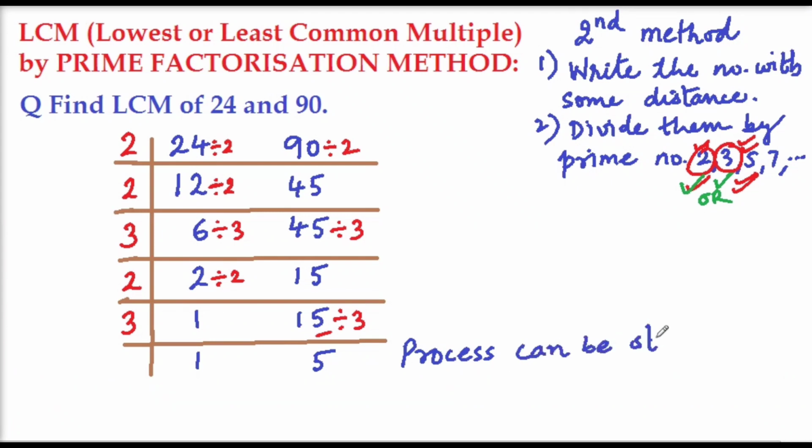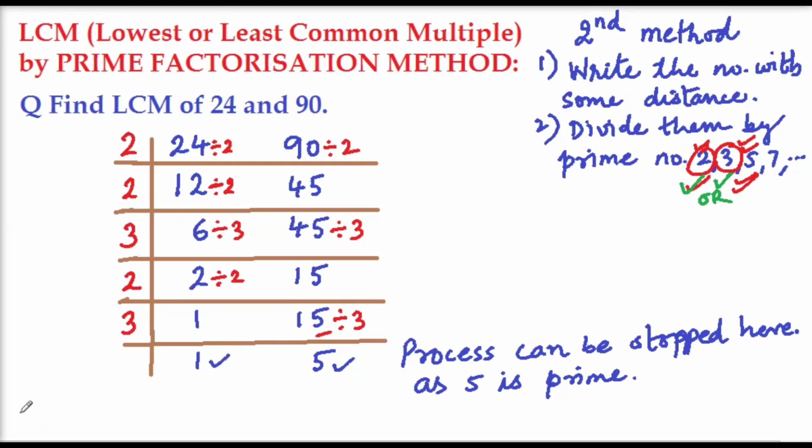We can stop our process here because in the last line we have 1 and the prime number 5. In the last row there is 1 and 5, which is a prime number, so we can stop our process here.